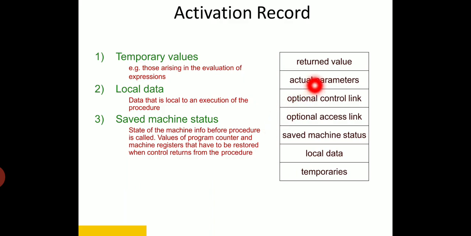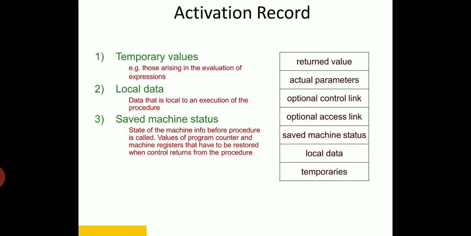Then we can see individually the details of each field. First we can see the temporaries. Temporaries means we have already dealt with temporary variables during intermediate code generation, that is during the evaluation of expressions. So temporary values are those arising in the evaluation of expressions. Then local data, that means the data that is local to the execution of that procedure. If a procedure is there, its activation record is there, and the information about its local variables will be stored in this part.